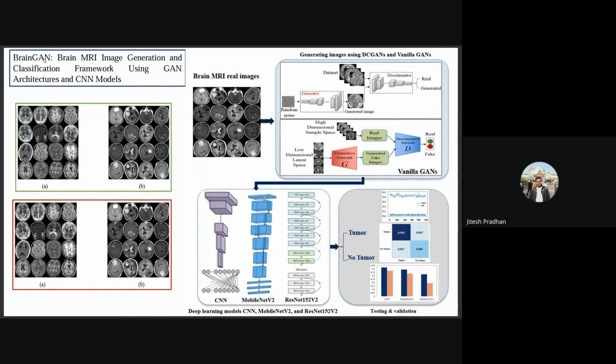It's another example, a brain GAN: a brain MRI image generation and classification framework using GAN architecture and a CNN model. Look here at what it is doing. It is taking real brain MRI images, then generating with a vanilla GAN. From the vanilla GAN output, it uses CNN, MobileNet, and ResNet to check whether the generated image is tumor or non-tumor. This is the real MRI images, and these are the fake MRI images.